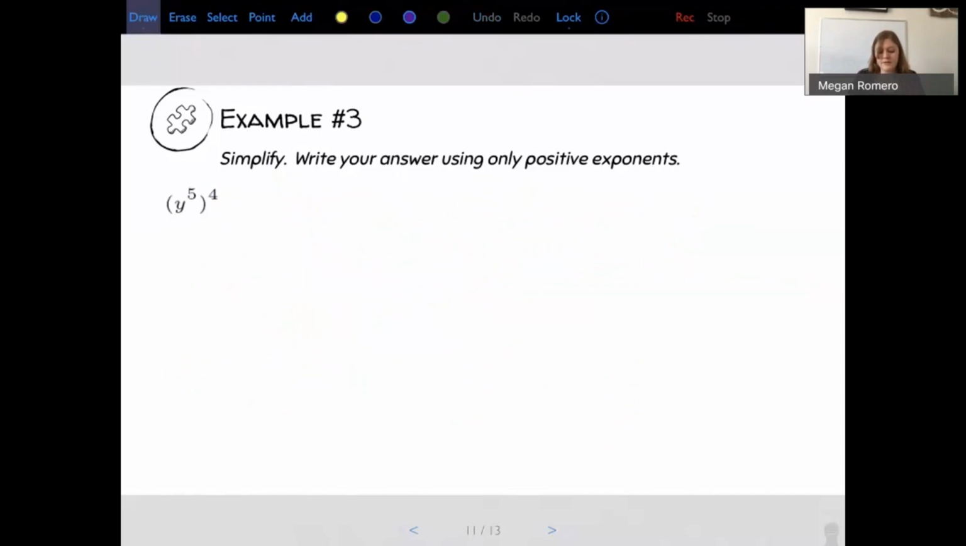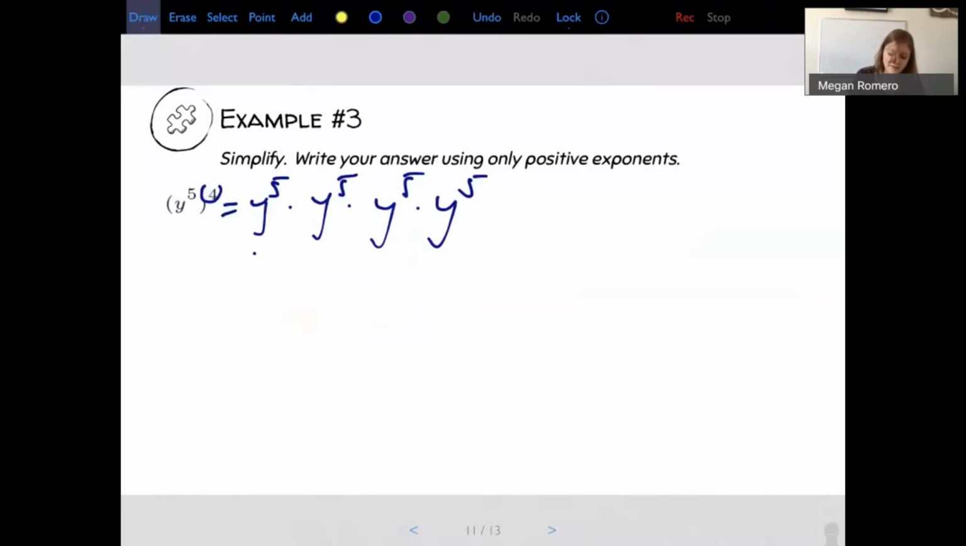Simplify. Write your answer using only positive exponents. This is called the power of a power rule with exponents, and I'll show you how they come up with that. So y to the fifth, 4 times, means y to the fifth times y to the fifth times y to the fifth times y to the fifth. And you could write this all out. Y times y times y times y times y. That's 5 times over and over and over again.